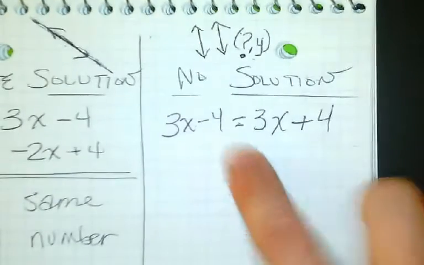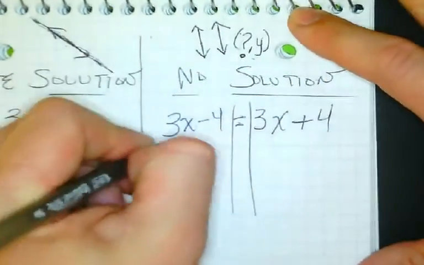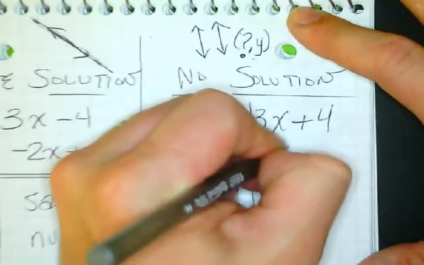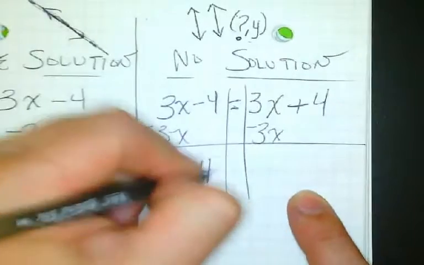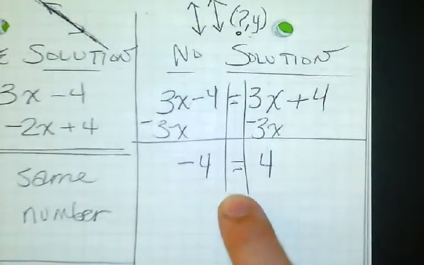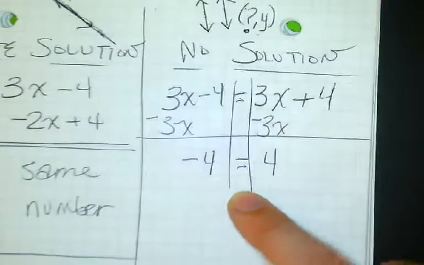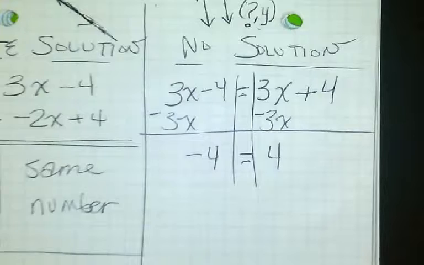Okay? So 3x y 3x, we can just cancel out. We're going to subtract those off both sides. And we have negative 4 equals positive 4. ¿Es la verdad? No. No es la verdad. Negativo 4 no igual positivo 4. No hay una solución. Muy bien.